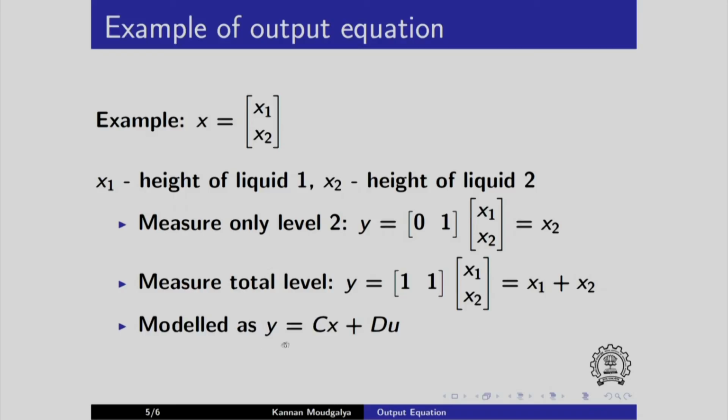We model this as Cx plus Du, where the value of C is different depending on the situation. If you measure only level 2, C is [0 1]. In this case, C is [1 1]. In both cases, D is 0.